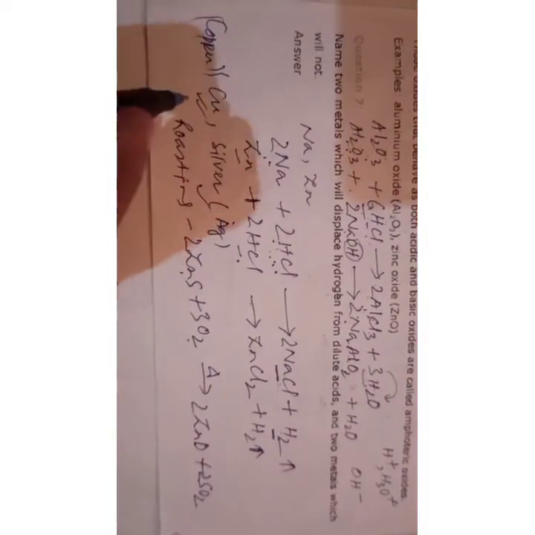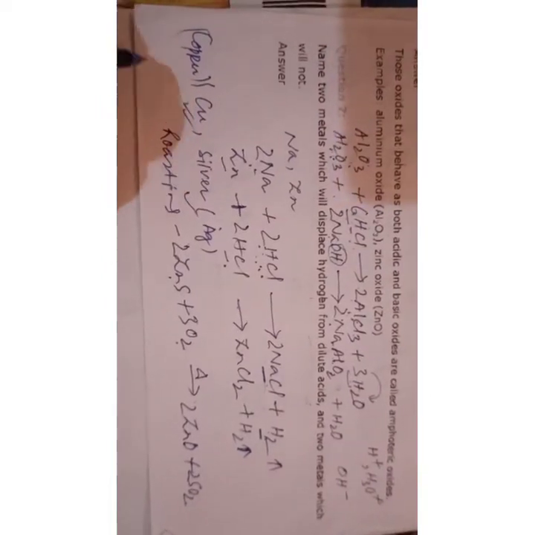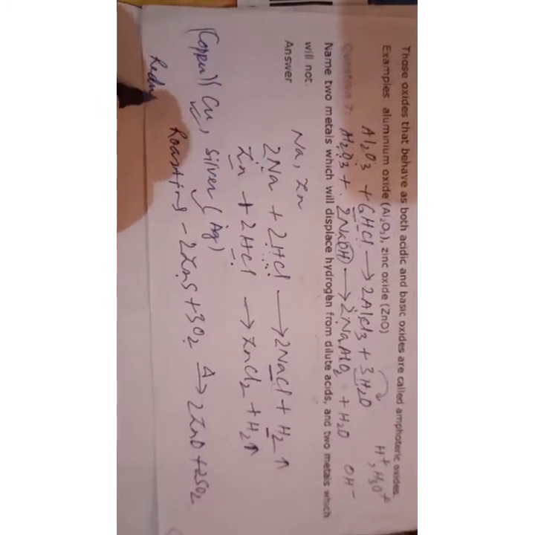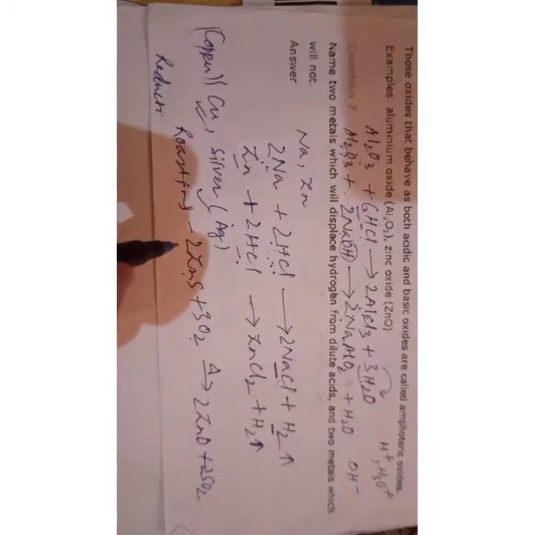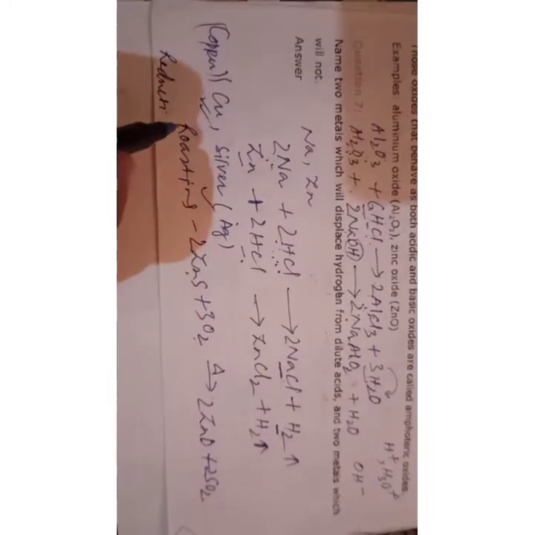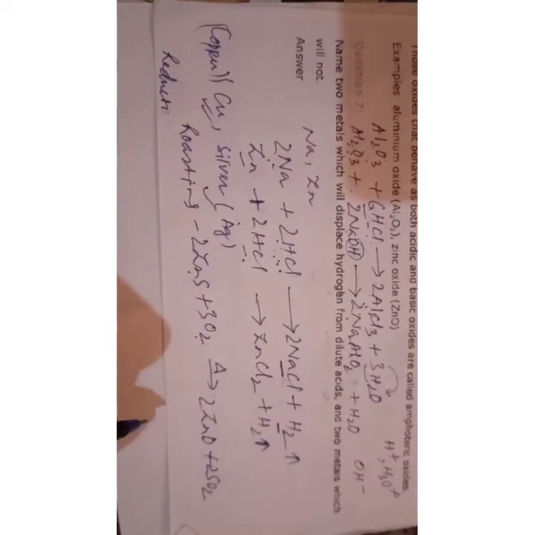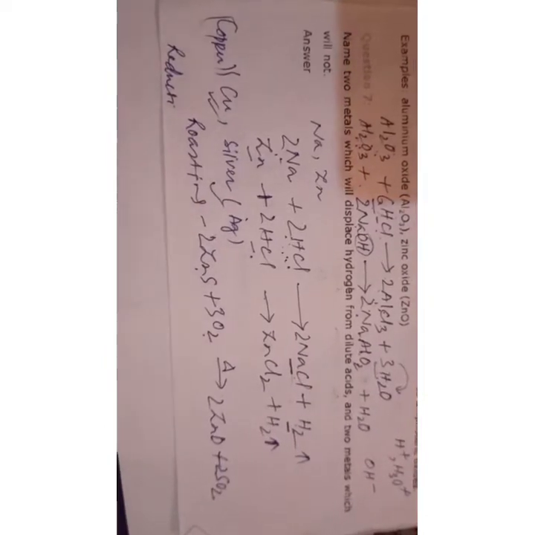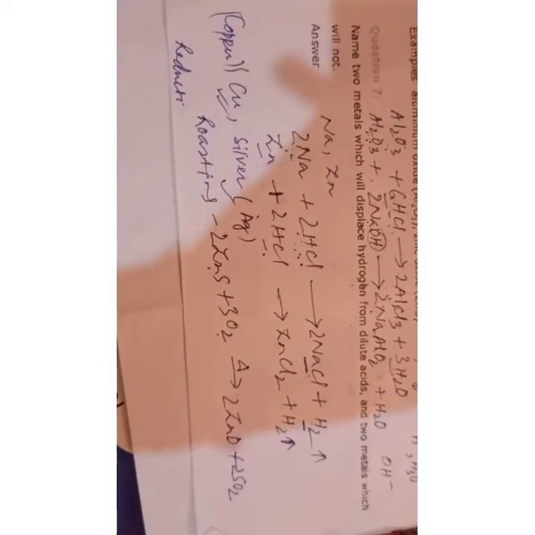On the other hand, in case of reduction, you write zinc oxide plus carbon, which acts as the reducing agent. That will form zinc plus carbon monoxide.